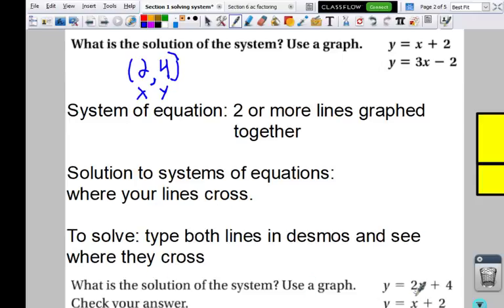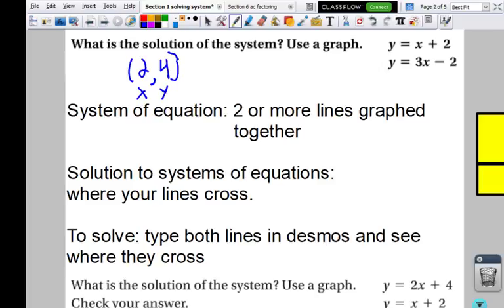Let's find the solution of y equals 2x plus 4 and y equals x plus 2. So let me go back in here to Desmos. I've already got x plus 2 up there, so let me just change this one. 2x plus 4. The order you type these in doesn't matter, because it's just going to do the same thing either way.